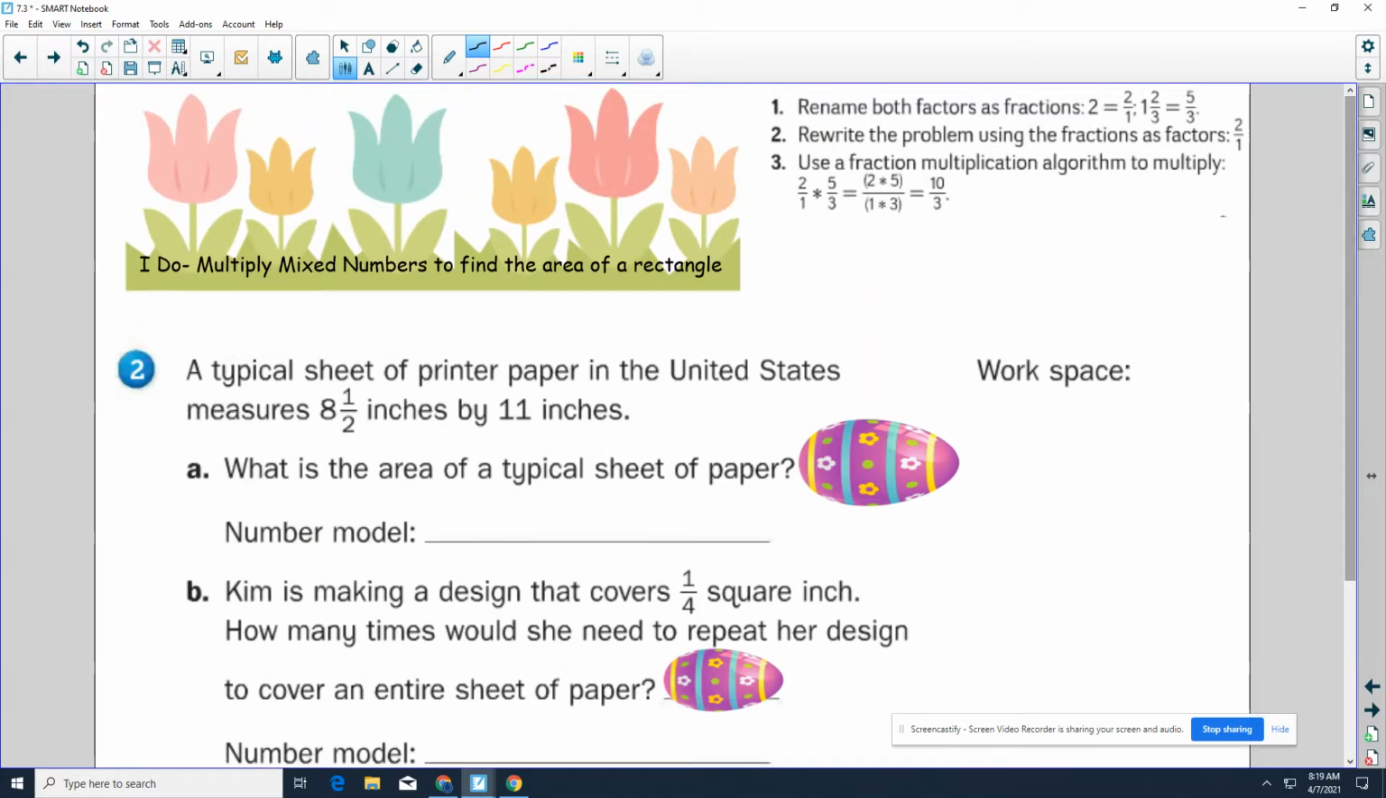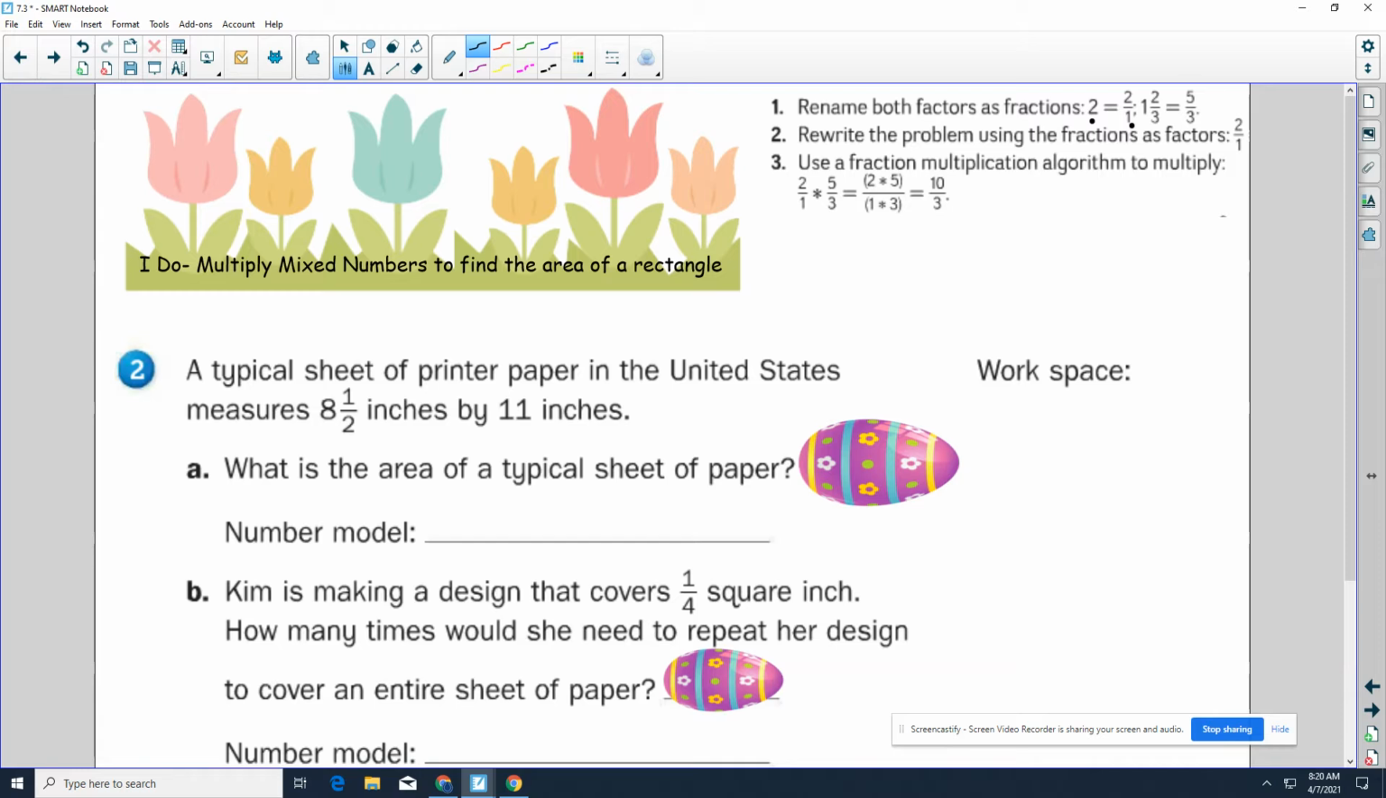So let's look at the steps here that they tell us to do for number 2. Or they give us some notes up here. It says rename both factors as fractions. So they took the whole number 2 here and made it 2/1, and then took 1 2/3 and converted it to an improper fraction, just as we did. Then we rewrite the problem using the fractions as factors, and then you just multiply, and you take your improper fraction and divide it back out to get a whole number or mixed number.